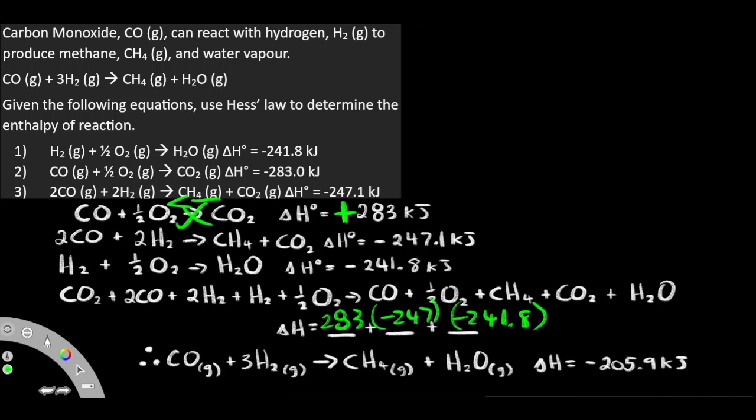And of course the ones that are the same, you just cancel them out. So this cancels out, this cancels out, then this one, there's only 1 left, this one cancels out, and this one cancels out, and this one cancels out. So you're just left with this, our 3H2, our CO stays over here, and then of course our CH4 is still there, and then H2O is also still there on the product side.